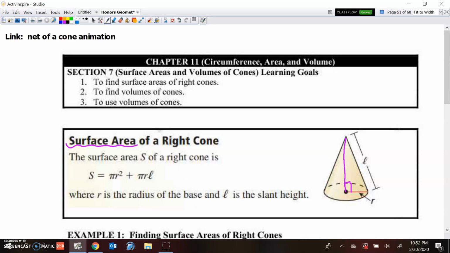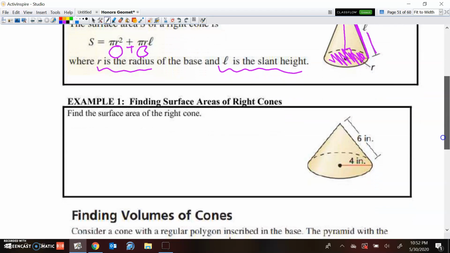So the surface area S of a right cone is given by pi r squared, which is the area of my base, that circle, plus pi r L, which we just saw is this Pac-Man looking image. We know that r is our radius. Now L is something new. L is the slant height. So it's not the height of the cone, it's the height of the slanted side.